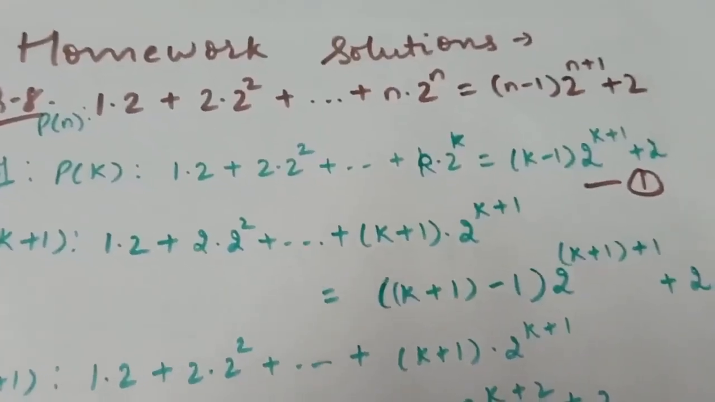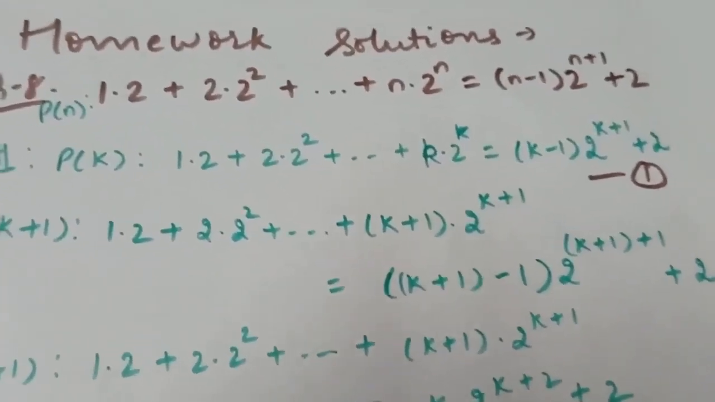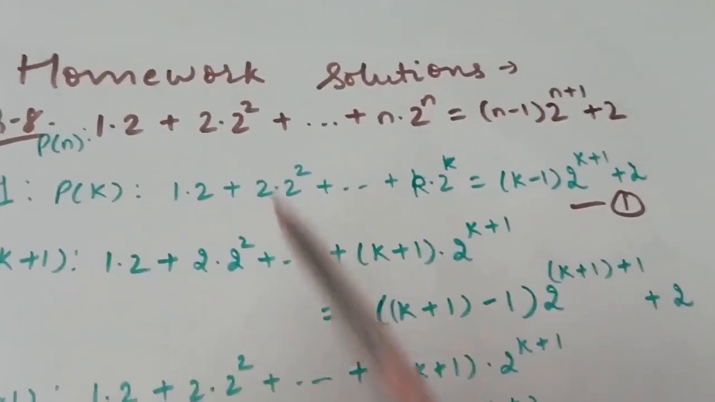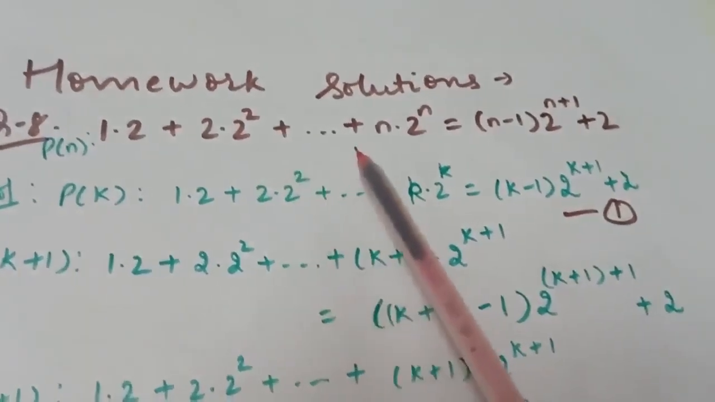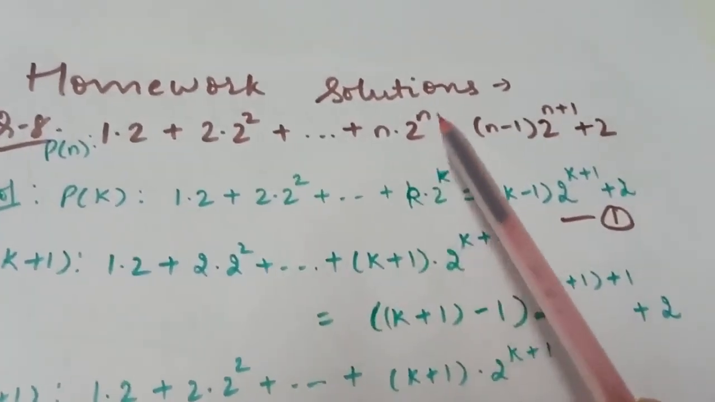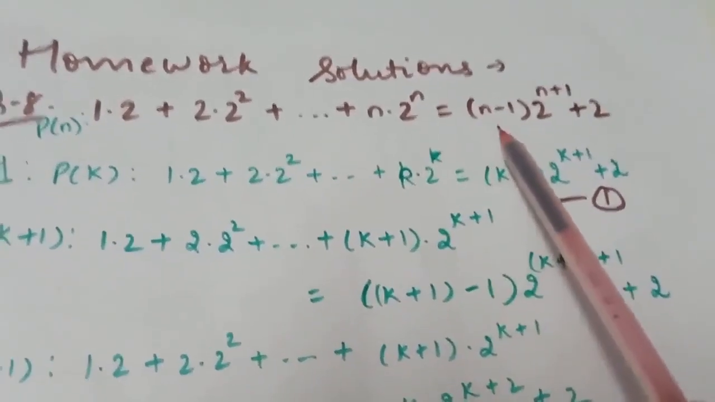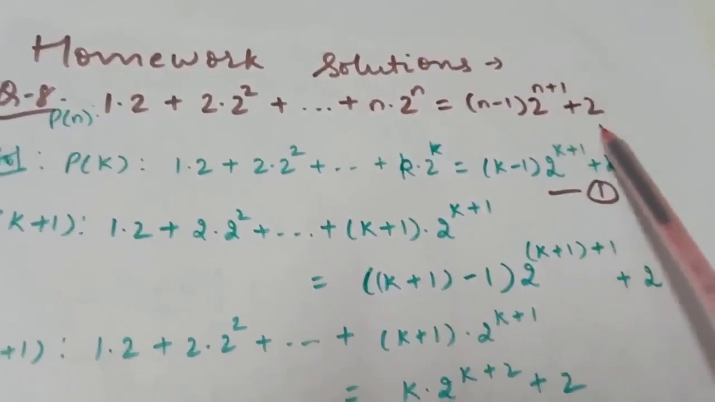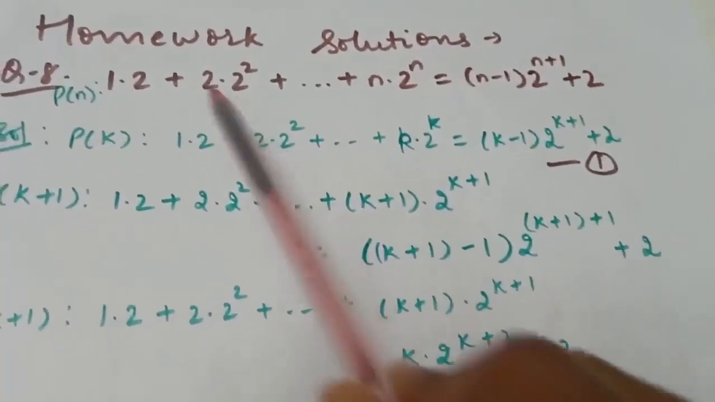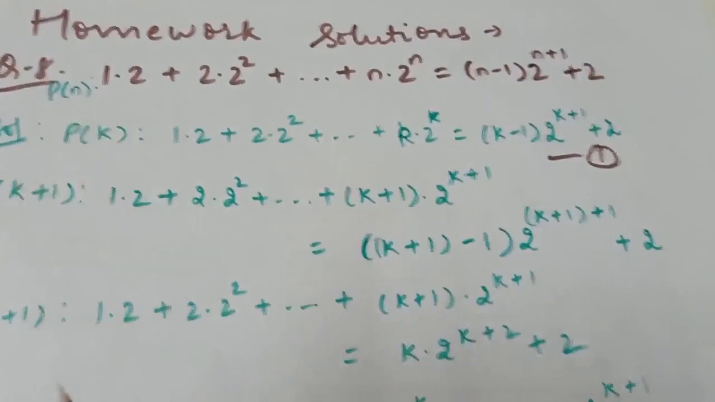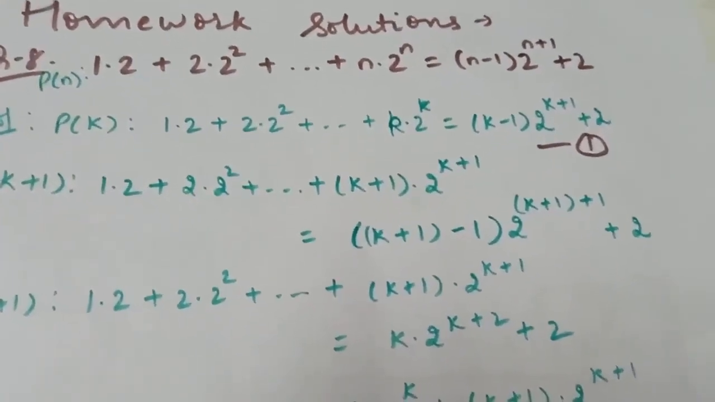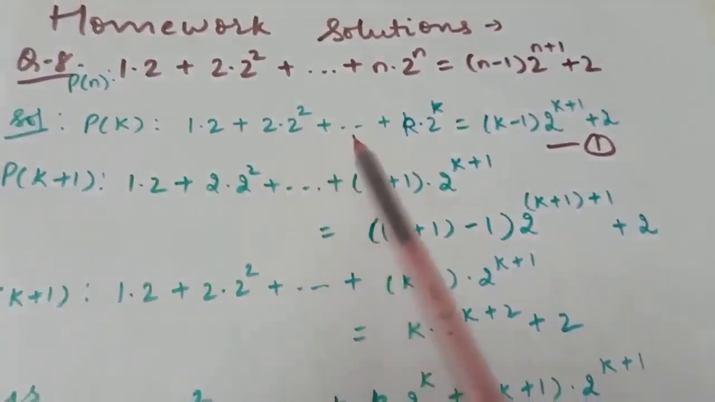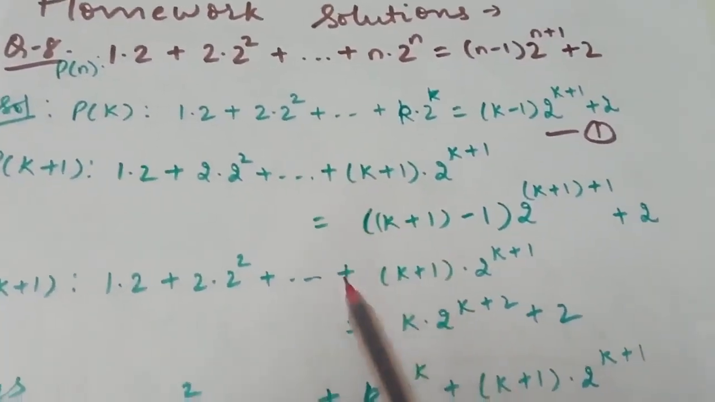Now we will discuss the homework solution which I have given you in the previous lecture. So question number 8 is 1 into 2 plus 2 into 2 square and so on up to n into 2 raised to the power n is equal to n minus 1 into 2 raised to the power n plus 1 plus 2. So let the statement be as Pn. I hope all of you have done for n equal to 1. So we have assumed it for k, that Pk is true, right? You have to write all the statements.